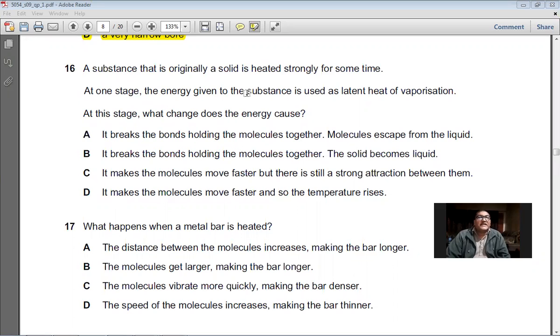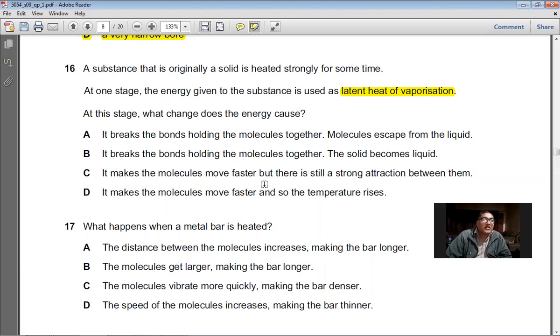At one stage, the energy given to the substance is used as latent heat of vaporization. So when the latent heat of vaporization is involved, it means that the liquid is converting into gas. So the options are: it breaks the bond holding the molecules together, molecules escape from the liquid. That can be the answer. It breaks the bond holding the molecules together, the solid becomes liquid. No, that is not the answer.